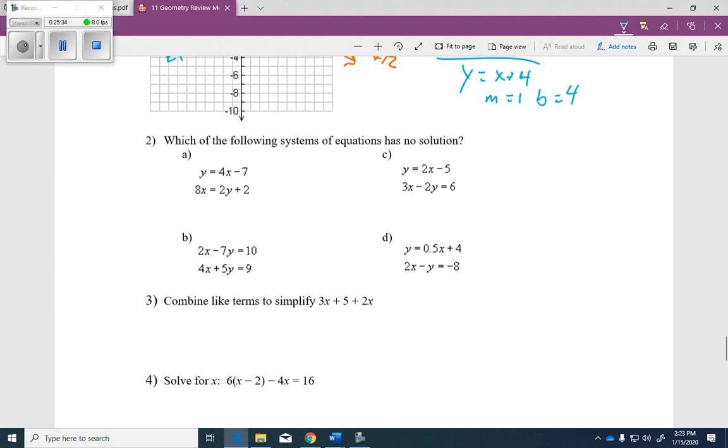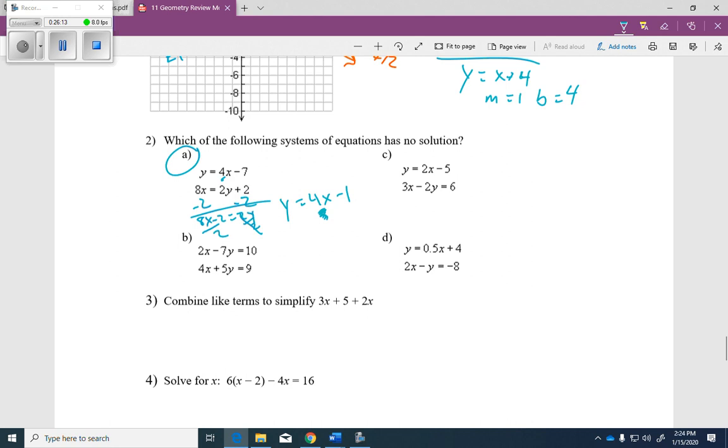So I actually want to get them, I guess, into y equals mx plus b form. It's a lot of work, actually. Let's see. On this first one, I'll subtract 2. Get 8x minus 2 equals 2y, and divide by 2. So I get y equals 4x minus 1. Well, if this is a 4 and this is a 4, this has no solution. I guess I found it in choice A. That was nice.